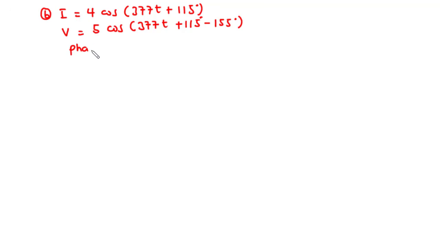Therefore, we have the phase angle to be 155 degrees. And since the value is negative, it basically means that V lags I by 155 degrees. Therefore, I leads V by 155 degrees.